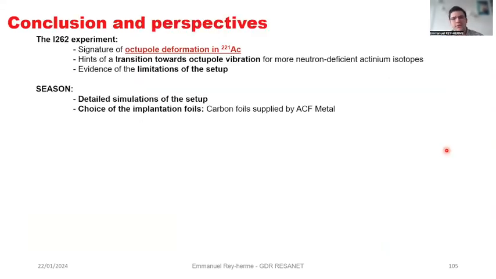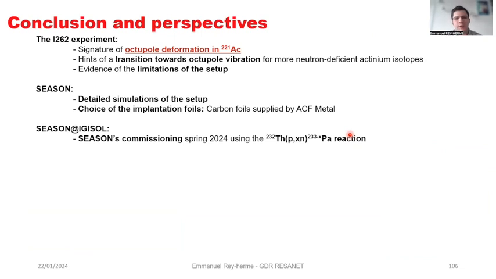So as a conclusion, with the I262 experiment, we have a signature of octupole deformation in actinium-221 and hints of a transition toward octupole vibration region for more neutron-deficient actinium isotopes. But we also have evidence of the limitation of the setup, and for that we have new detectors coming, especially the SEASON detector, with detailed simulations of the setup, choice of the implantation foil, and future experiment coming for SEASON.